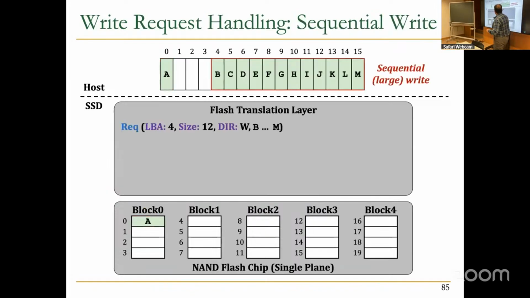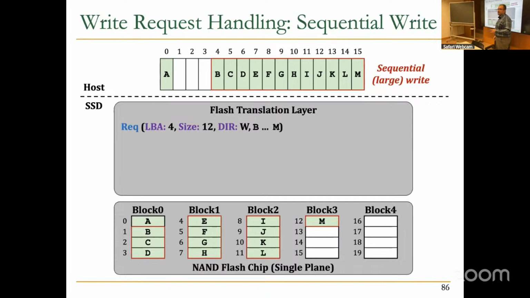Later on, we receive another write request. It starts from logical block address 4, the size is 12, and the direction is write, with all this data. You might think the SSD starts writing from physical address 4, because this 4 and that 4 match, and even 15 matches 15, so all good. But the thing is that the SSD writes like this, continuing from block 0.